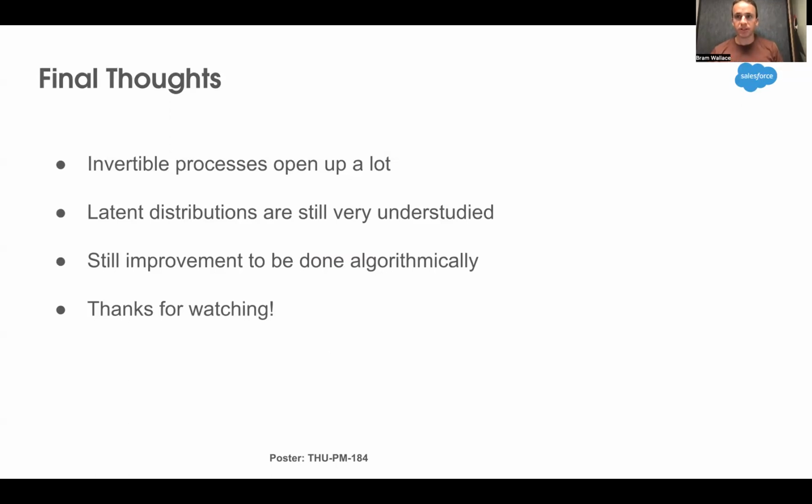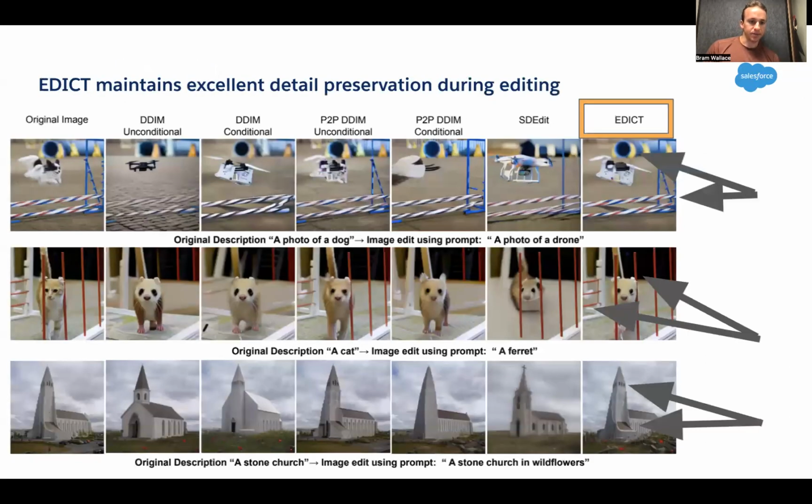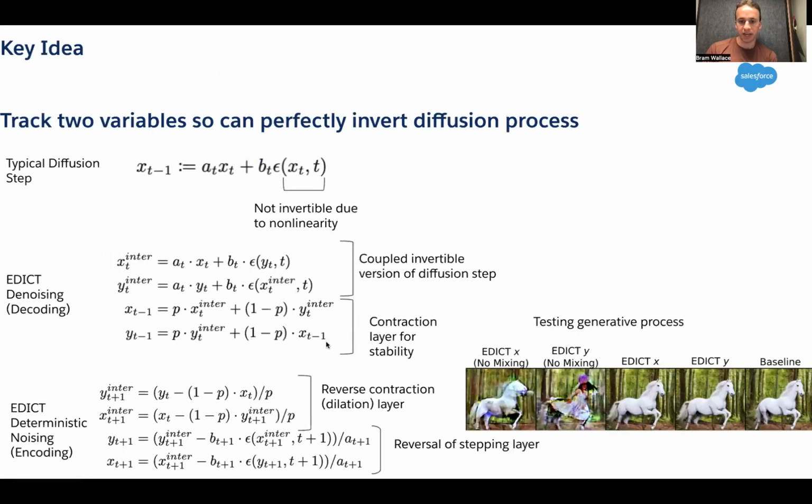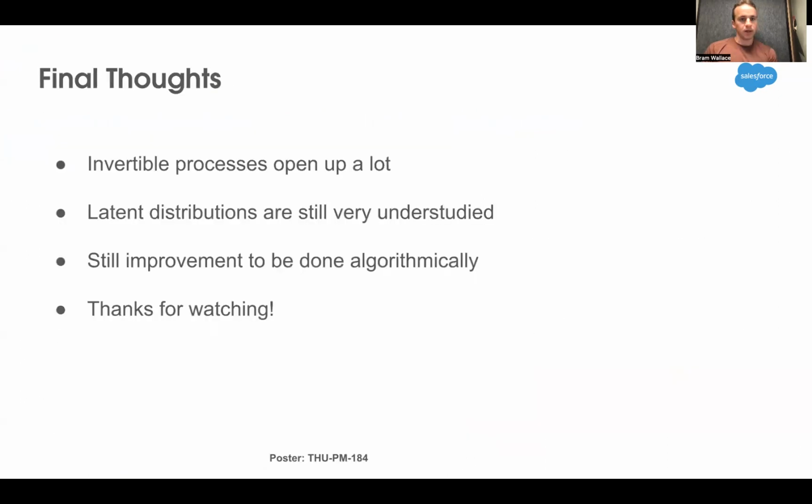There are also improvements still to be made algorithmically here. While we focused on EDICT, on those 4 sets of equations, there are a lot of benefits you could imagine. If you look back at this contraction layer, it's necessary for stability, as I showed, but it also makes things difficult in the reversal because it's a dilation layer that can exponentially expand. So yeah, there's still improvement to be done algorithmically.